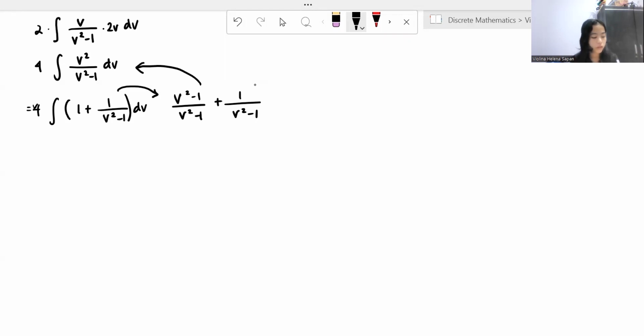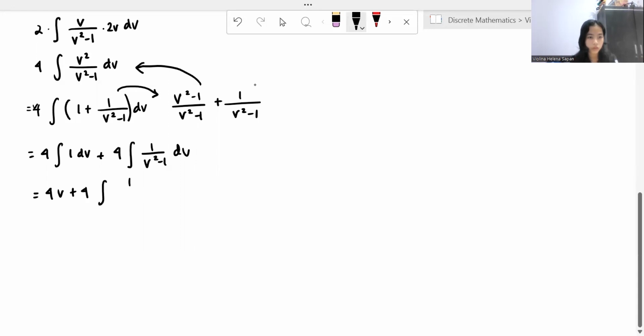Okay, next, let's split up the integral. Okay, so the integral of 1 is equal to v, right? So we can write this for v, but for this part of the integral, don't simplify it yet. So we can just write it down like this. Okay, so we'll get this 1, and we factorize this one, right? Into v plus 1 and v minus 1 dv.